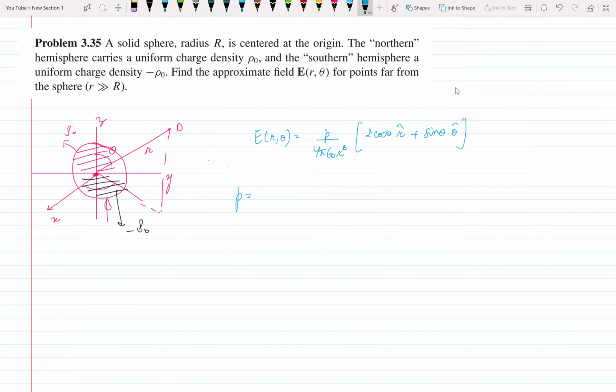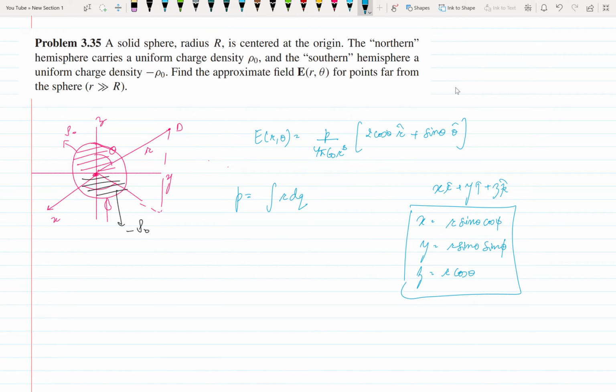So p for a charge distribution, we very well know, is the integral of r dq, and r is x i cap plus y j cap plus z k cap. In spherical polar, x is r sin theta cos phi, y is r sin theta sin phi, and z is r cos theta. I think in my previous video somewhere I wrote cos theta here. So that was an error.